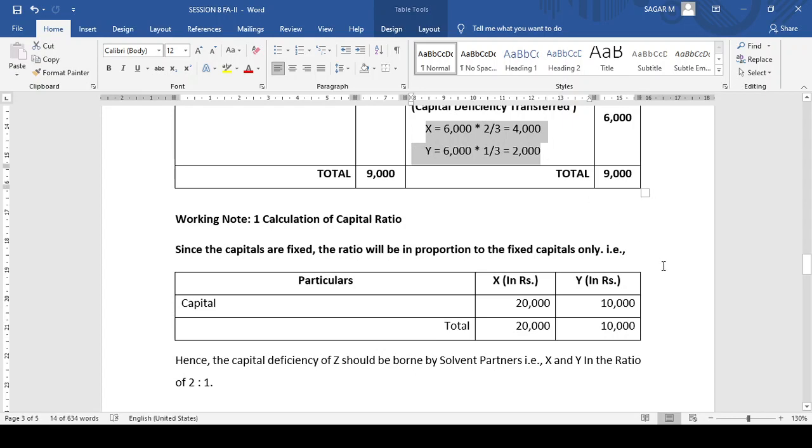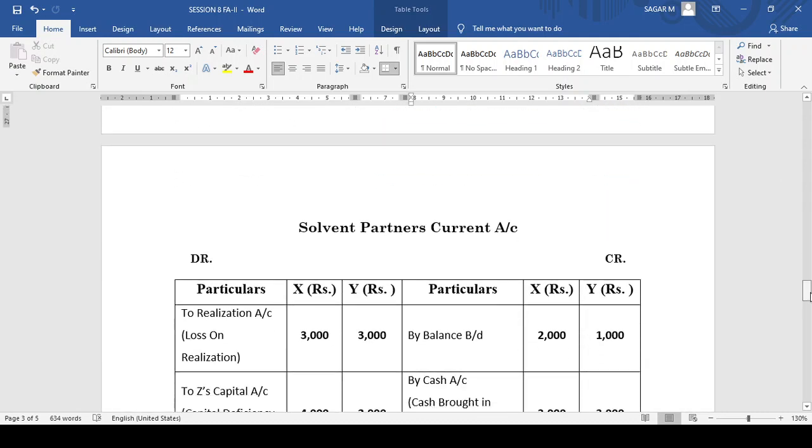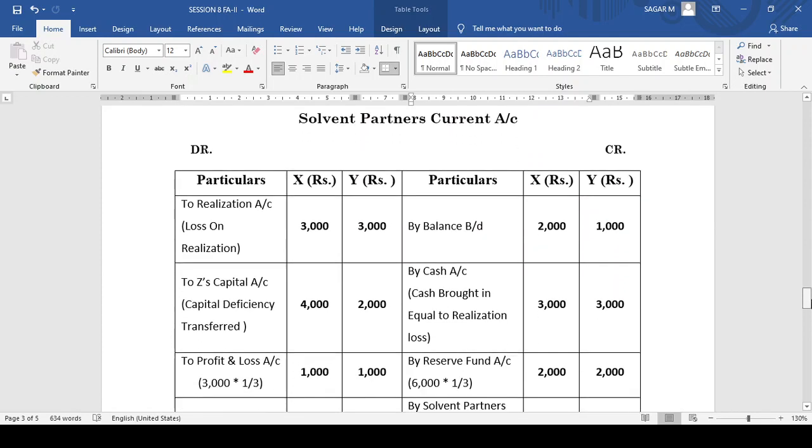So that is 6,000. How have we divided? We have divided based on this capital ratio only. That is 2/3 and 1/3. So X's share is 4,000. Y's share is 2,000. So after doing all this, we need to prepare solvent partners' current accounts.